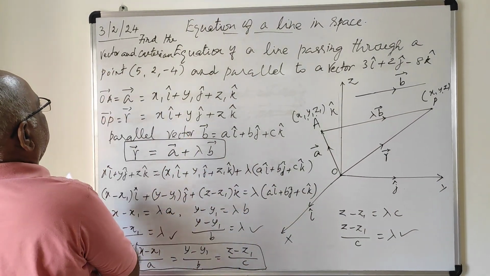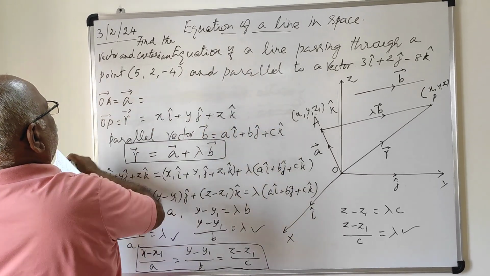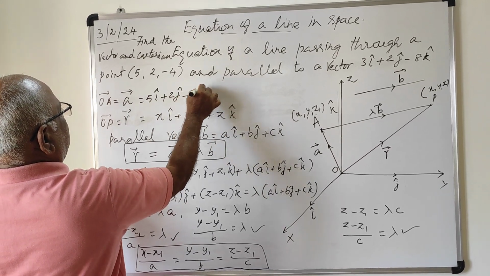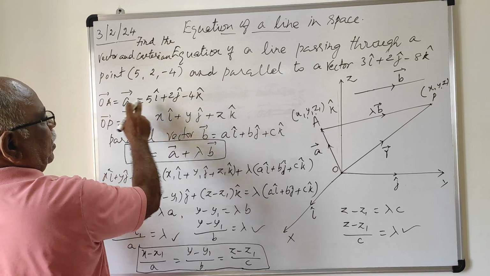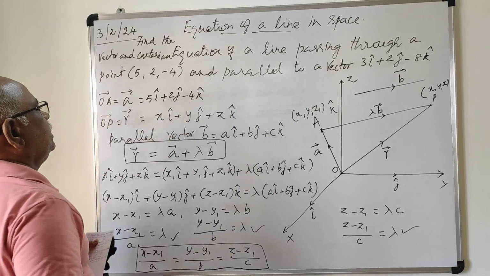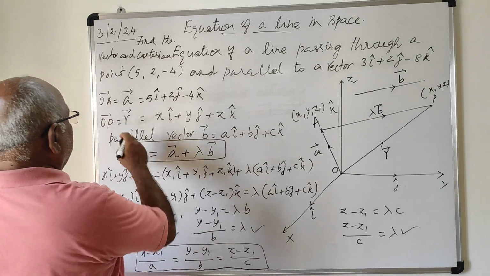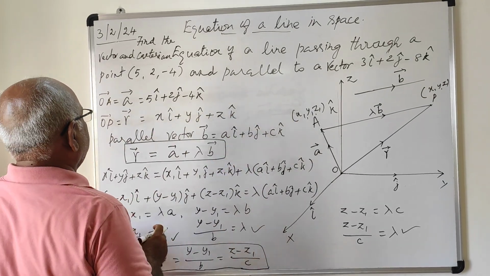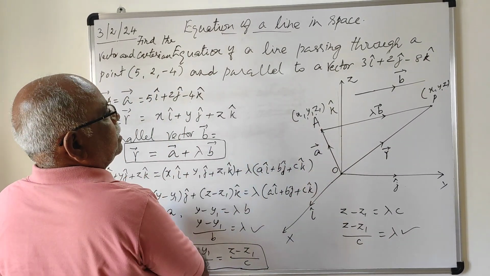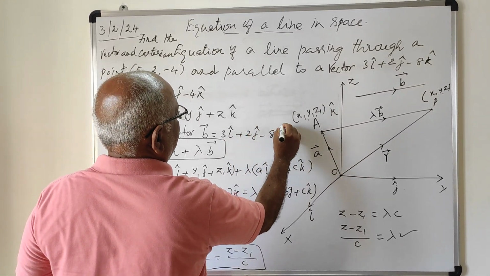Point A is 5i plus 2j minus 4k. The line is passing through the point 5i plus 2j minus 4k, and the OP vector is the general point, the r vector, xi plus yj plus zk, and the parallel vector b is given as 3i plus 2j minus 8k.